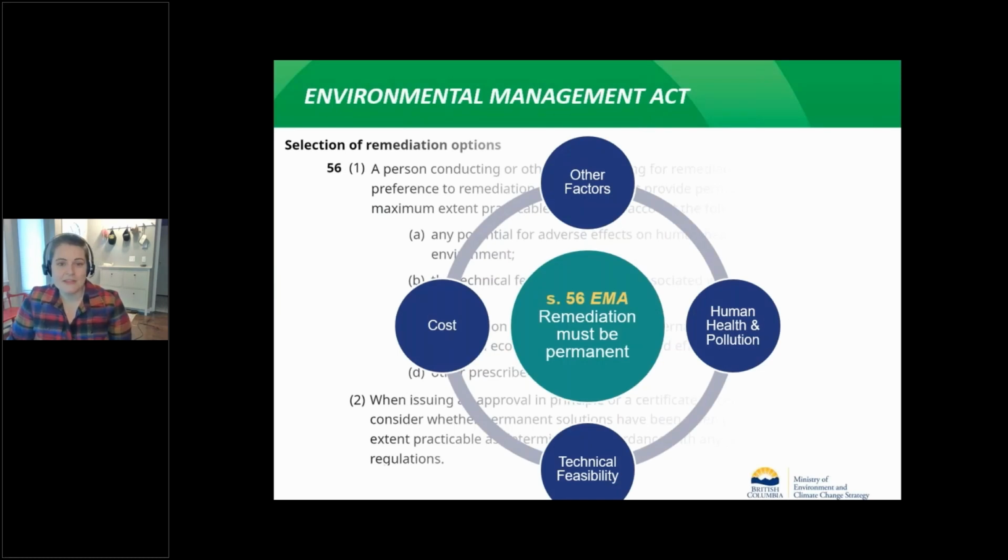At the highest level, Section 56 of the Environmental Management Act sets requirements on remediation. According to this section, remediation must be permanent to the maximum extent practical, considering the 4 factors shown here. That is, remediation options must consider adverse effects on human health or pollution of the environment, technical feasibility of remediation options, cost, and other prescribed factors. Next slide, please.